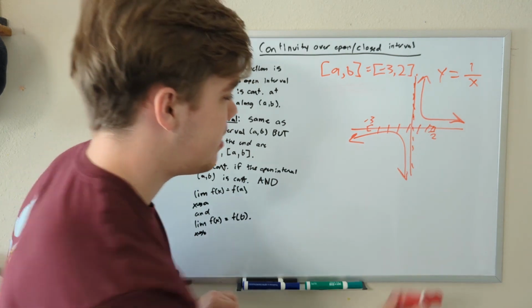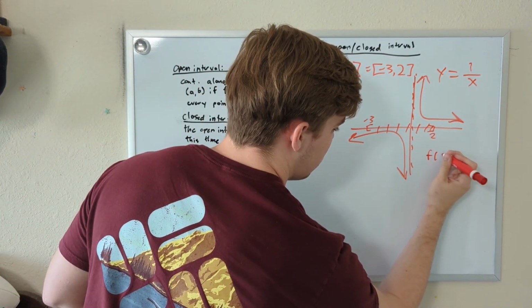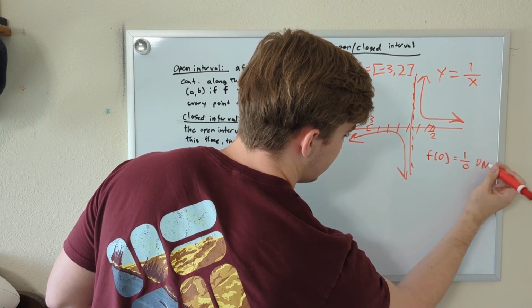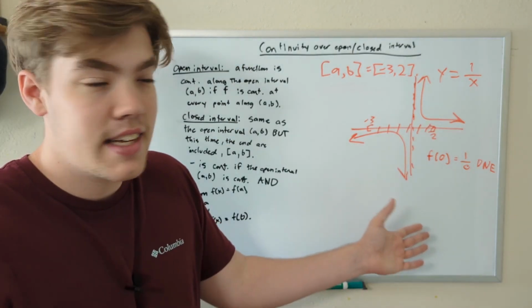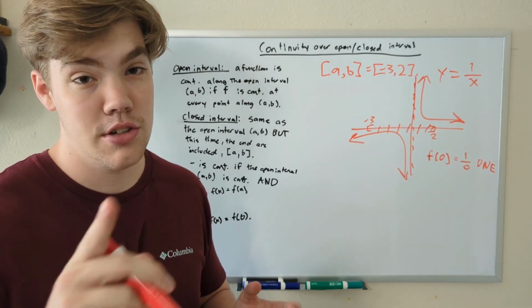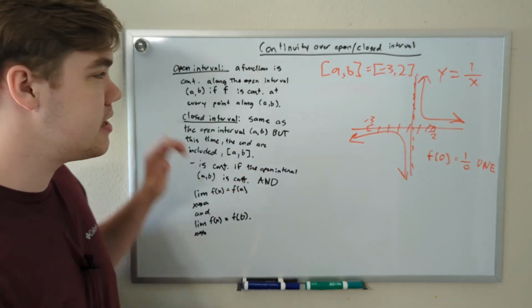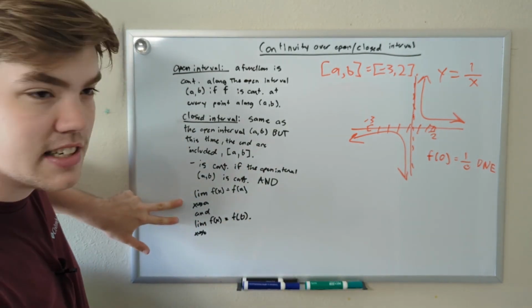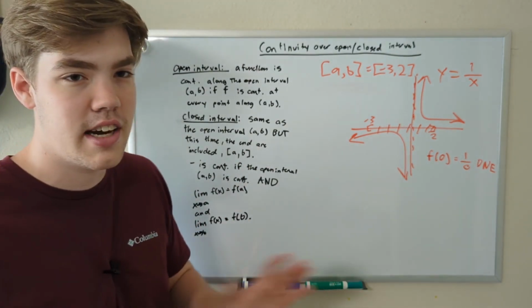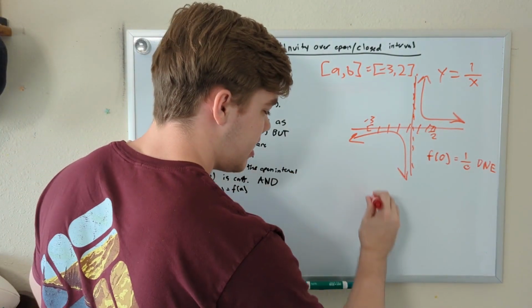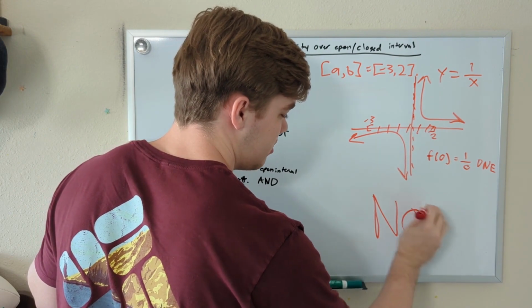And there's a reason for that. If we were to plug in 0 for our function, we would get 1 divided by 0, which of course does not exist. We can't do that. That doesn't work. It doesn't make any sense. Dividing by 0 is illegal in math, and also in 12 states. So since we know that this function is not continuous just along the open interval, we don't even have to test these two down here because we already know that it's not continuous across the entire closed interval. So this function is not continuous along this closed interval.